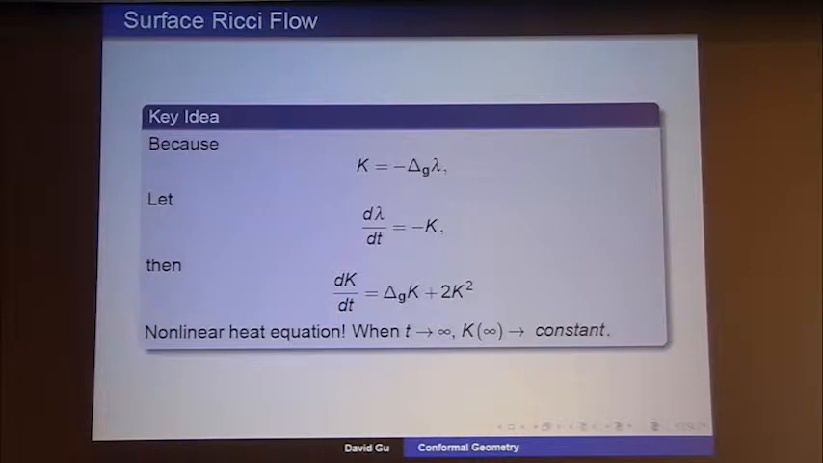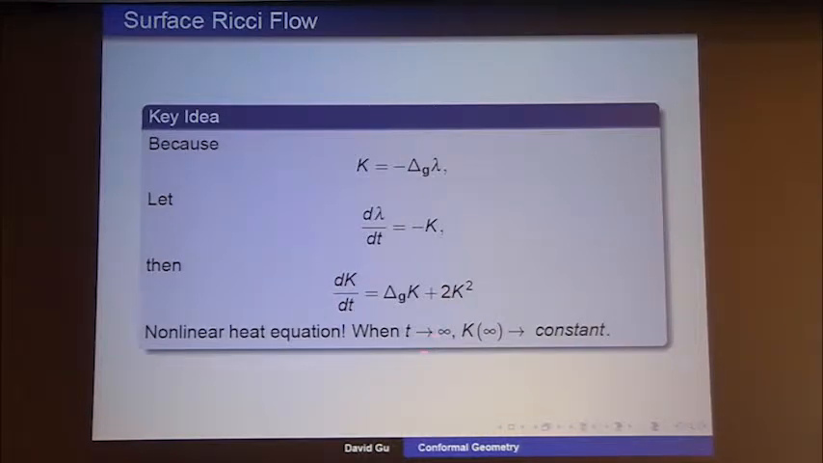So here we explain the intuition. Basically, we know the Gaussian curvature is the Laplacian of the conformal factor. Then we evolve the conformal factor proportional to the Gaussian curvature. Therefore, the evolution of the Gaussian curvature satisfies this equation. Then in this equation, the major term is a heat diffusion. Okay, so this is a nonlinear heat diffusion.